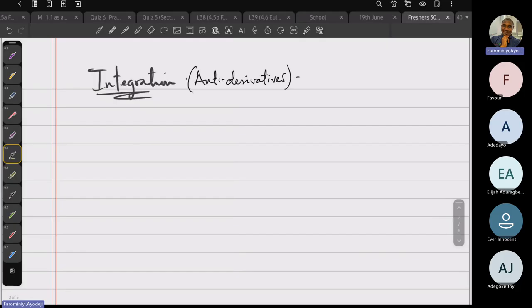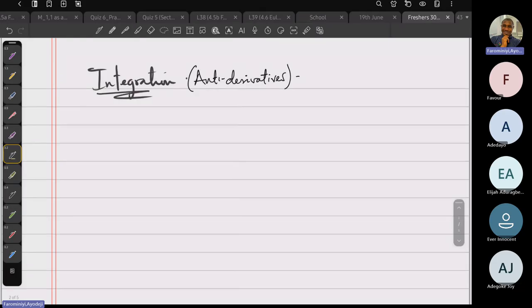Because of the time constraints we have, I think the best thing for us to do is to go straight to the point without having to do too much of the theoretical aspect of integration. And so basically, like I said, it is anti-derivatives. And generally, the basic techniques of integration are as follows.